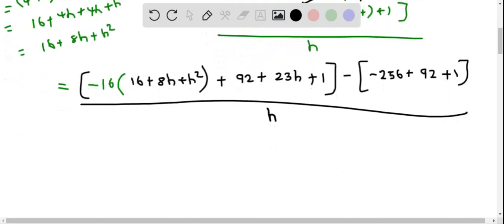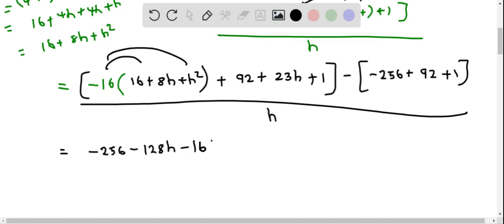So now let's simplify this further. So now I'm going to distribute the negative 16 into all the terms inside this bracket. So therefore negative 16 times 16 is negative 256. And then negative 16 times 8 is negative 128h. And negative 16 times h squared is negative 16h squared, plus 92. I'm going to put this 23h down below this negative 128h because it's a like term. And then we have plus 1. So I put this constant down below this.